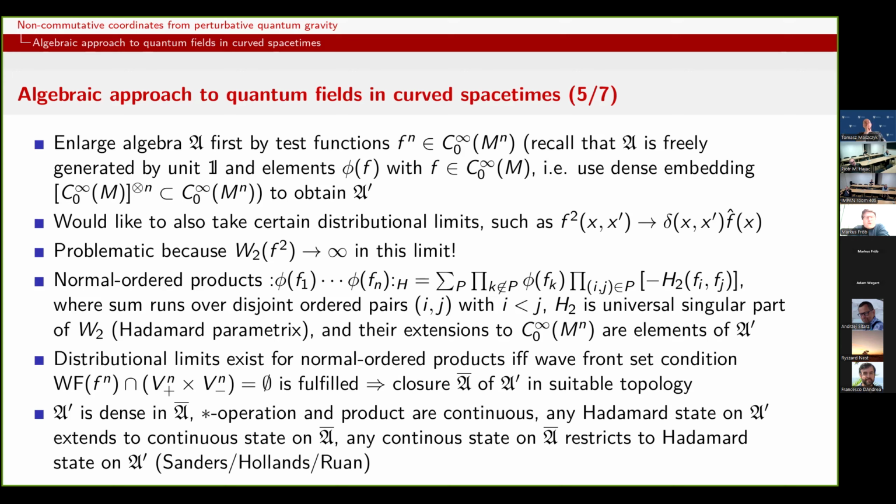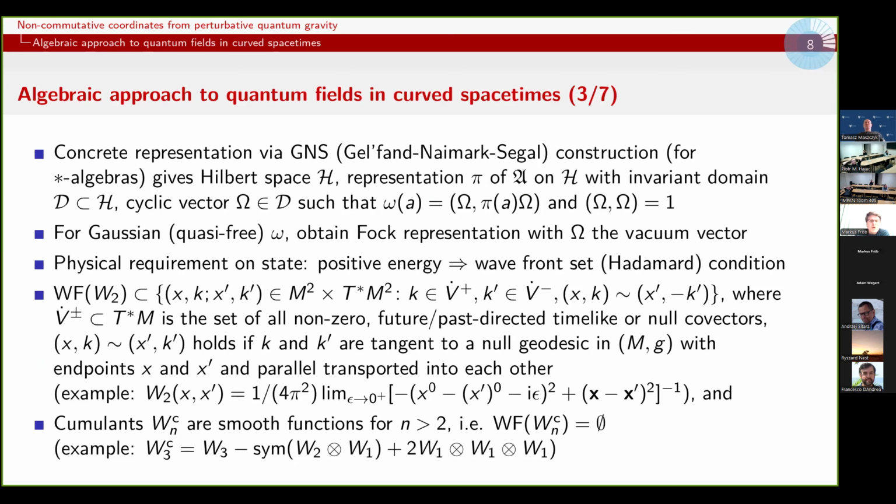And then for physical reasons, one would also like to take distributional limits. We know that the space of test functions is embedded in a distribution space. So for example, what one would like to do is to take some F2, depending on 2 arguments x, x prime, and take a limit where this becomes proportional to a Dirac delta. This is problematic because if we go back to the example of the 2-point function that I gave you, if we set the points equal, this is exactly where this distribution becomes singular. So we cannot take that limit, but we need it for physical reasons.